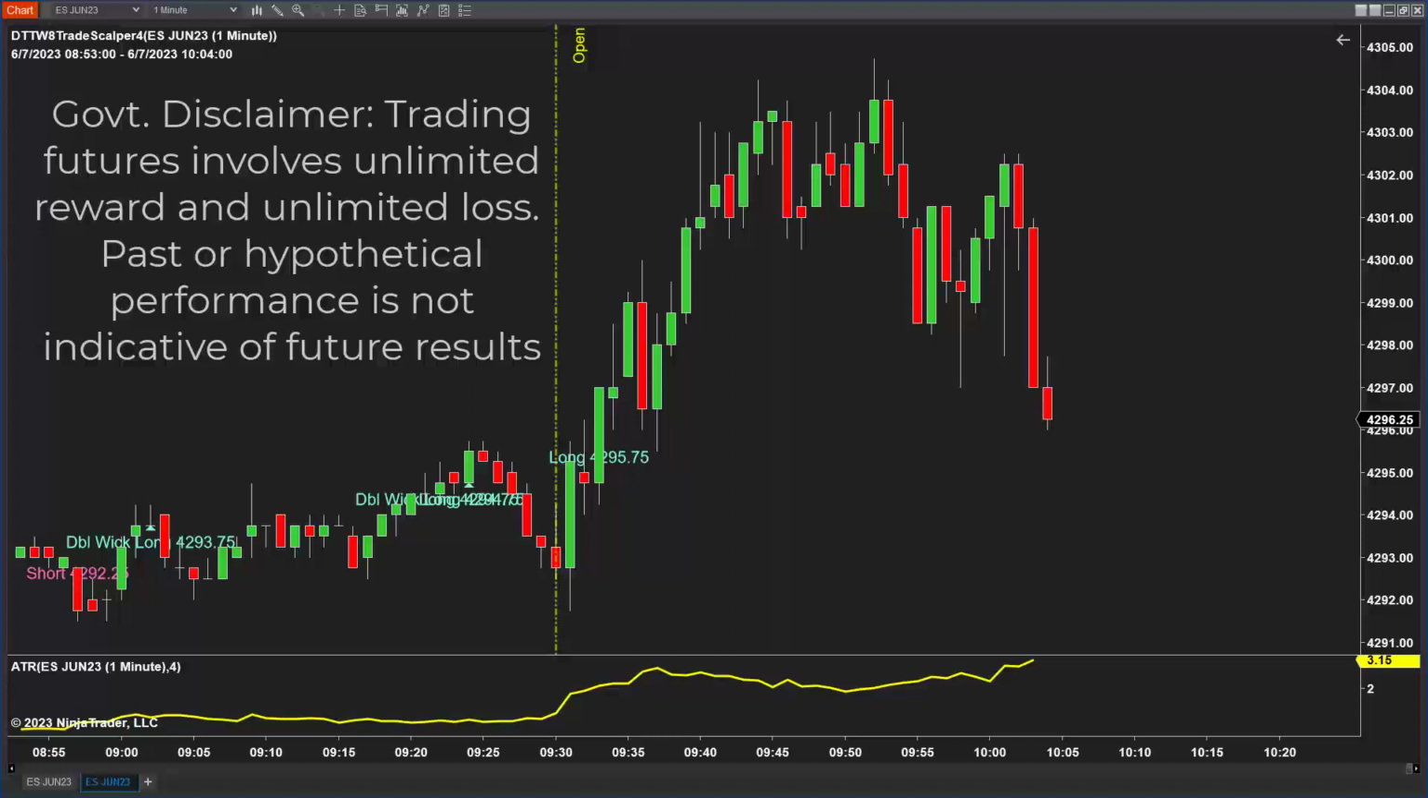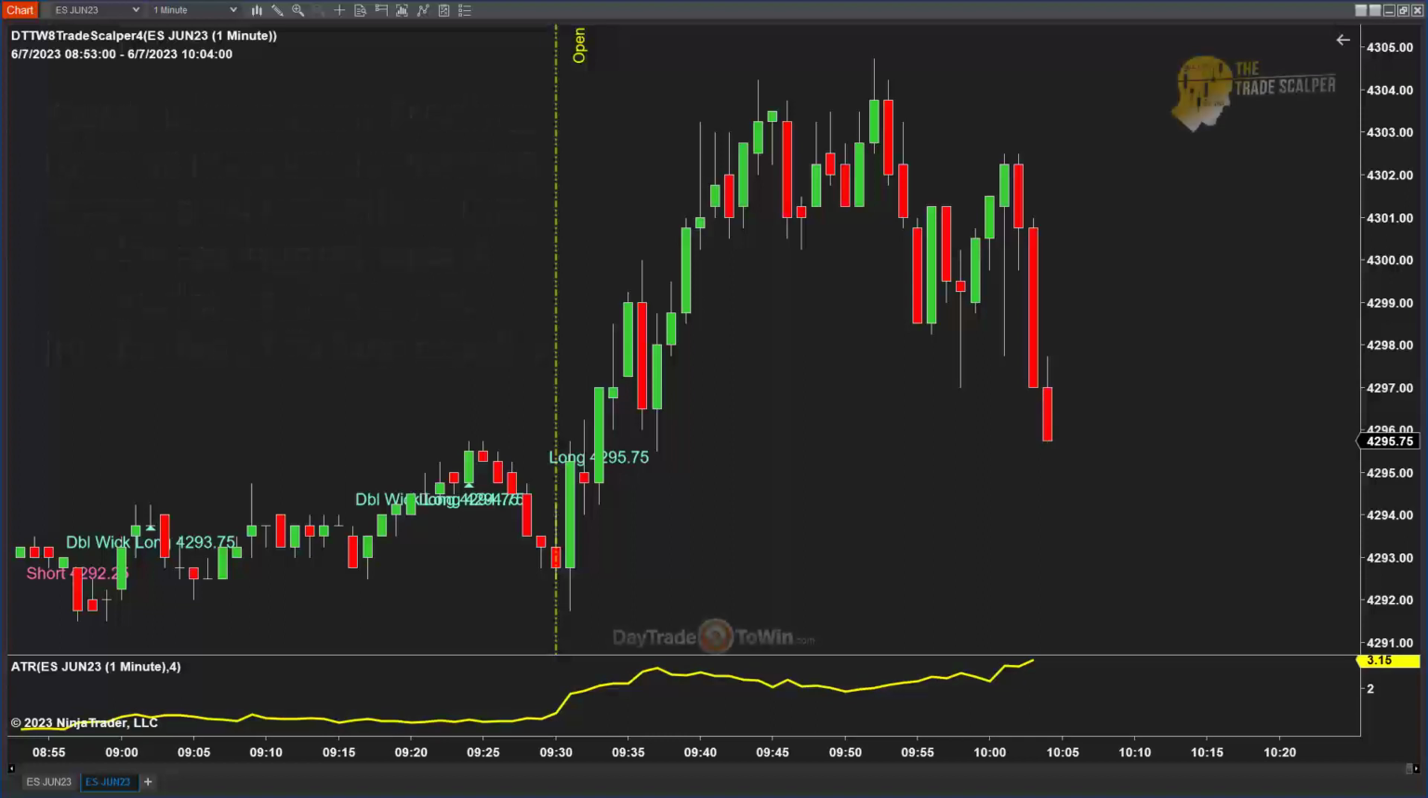So what the Trade Scalper does, it provides you a signal, also an audible alert, so you can hear and see a signal to be a buyer or to be a seller. And when that happens, we have the opportunity to enter into the market.